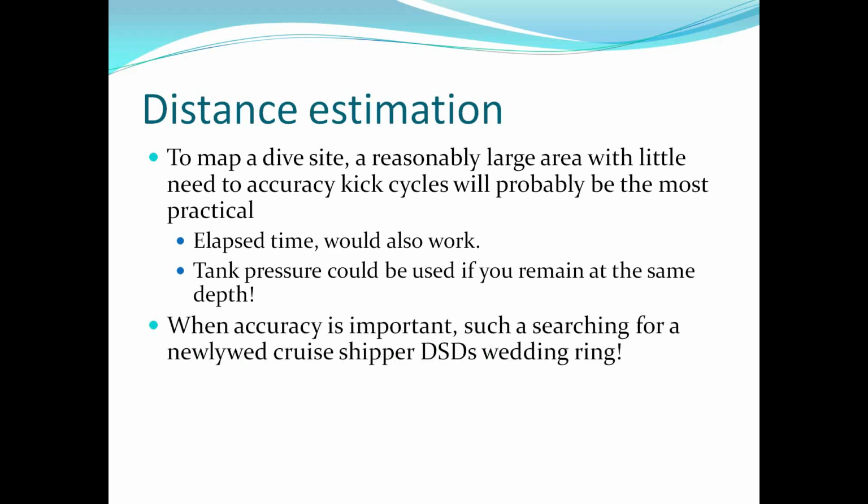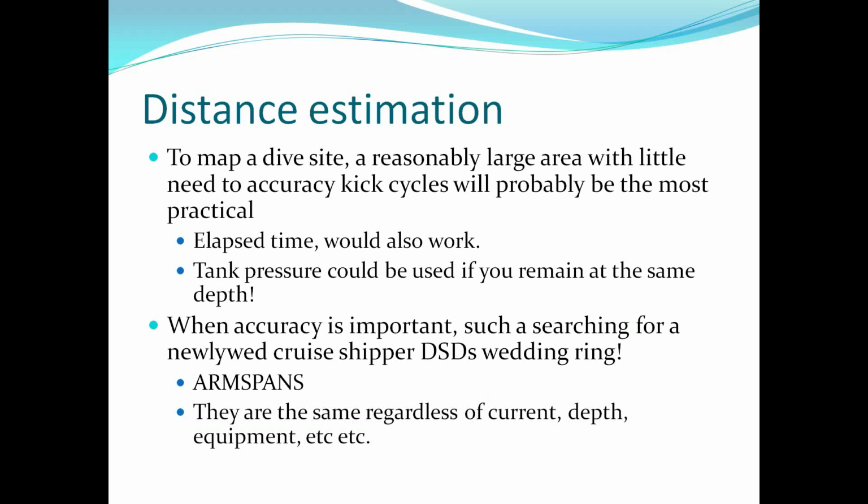If accuracy is important, then there is one method of distance estimation we have not yet mentioned, which is certainly the most accurate. So if you've got a pretty small area and it's vital that you are incredibly accurate in estimating the distance, such as a very valuable object that has been lost and needs to be found, the best way to estimate distance would be using your arm spans. Obviously a very cumbersome, difficult, time-consuming way to measure distance, but definitely the most accurate.